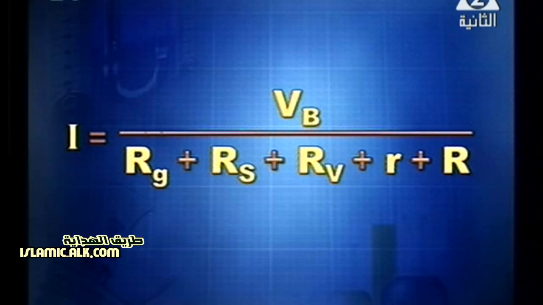VB is the EMF of the cell, Rg is the resistance of the galvanometer, Rs is the fixed one, the standard resistance, and Rv is the chosen value of the variable resistance. The internal resistance of the cell is denoted by small r. The resistance required to be measured is capital R.